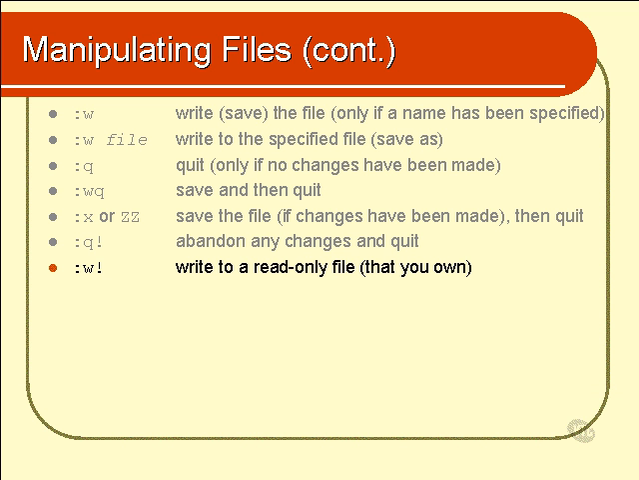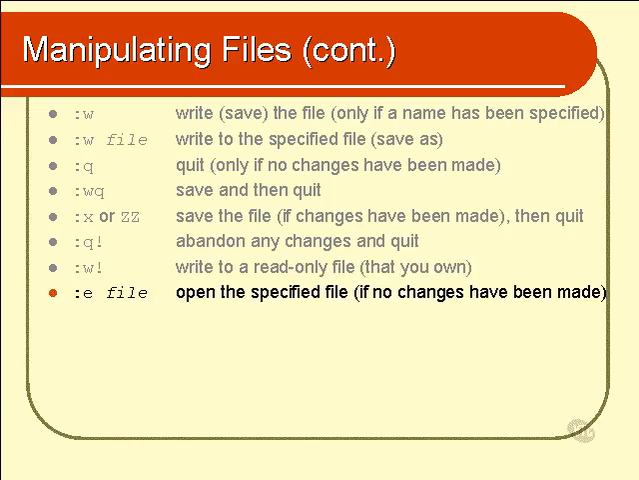Moving along, let's look at some more options. :e space file means open another file. E for edit, edit another file. Now again, it will only allow you to do that if you have not made any changes. If you have made some changes, use :w to save them before you open the next file.